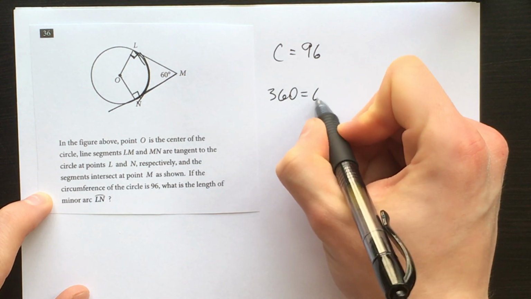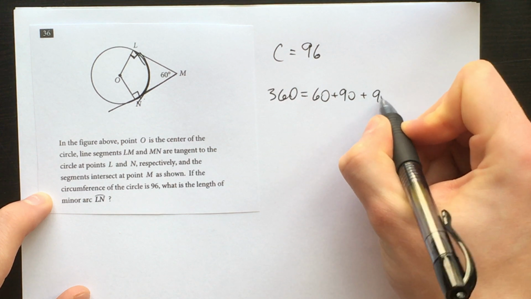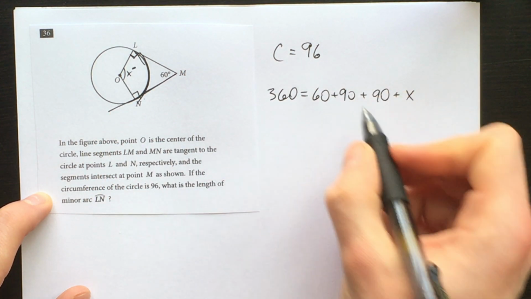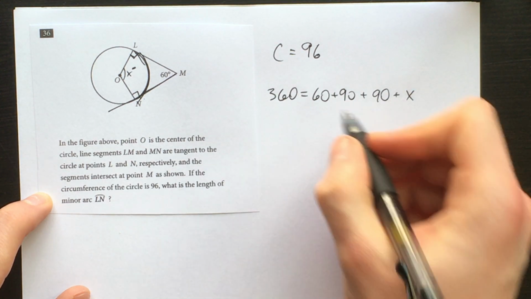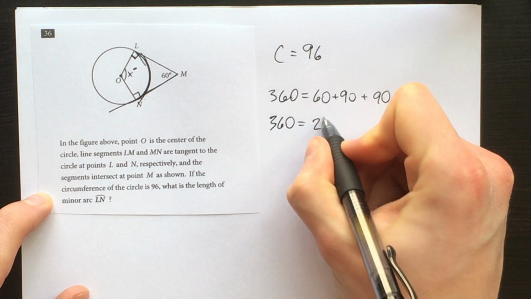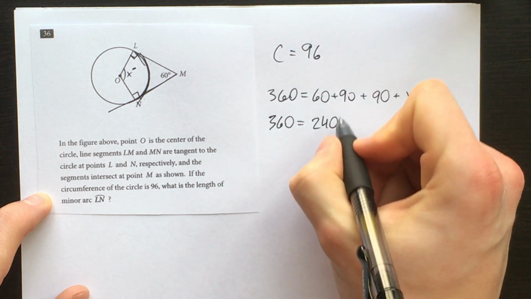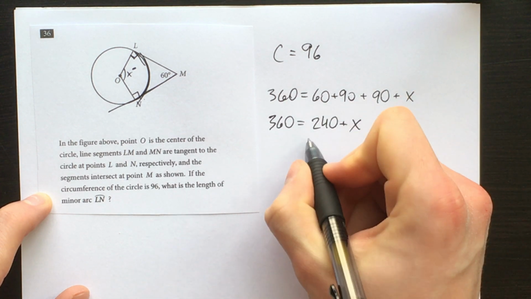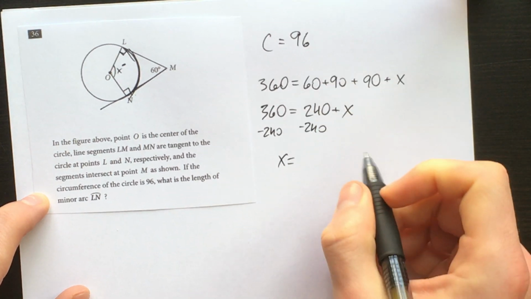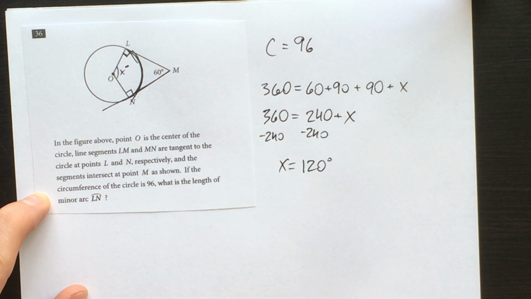So that means 360 equals 60 plus 90, plus another 90, and then plus some x. We'll just call this angle x. How do we solve for it? Well, we just add these all together. So 360 equals, 90 plus 90 plus 60, yep, 240 plus x. Now we subtract 240 on both sides to solve for x, and we get that x is equal to 120 degrees.